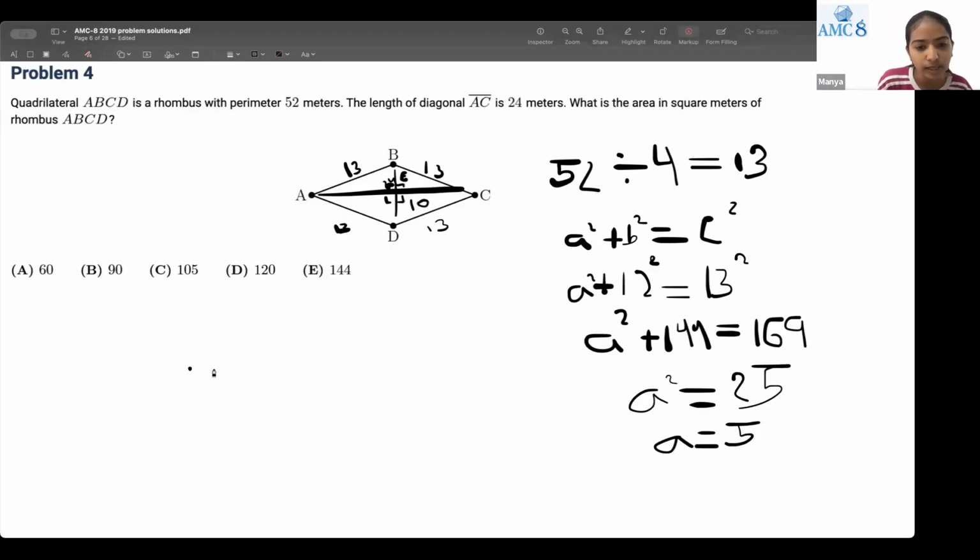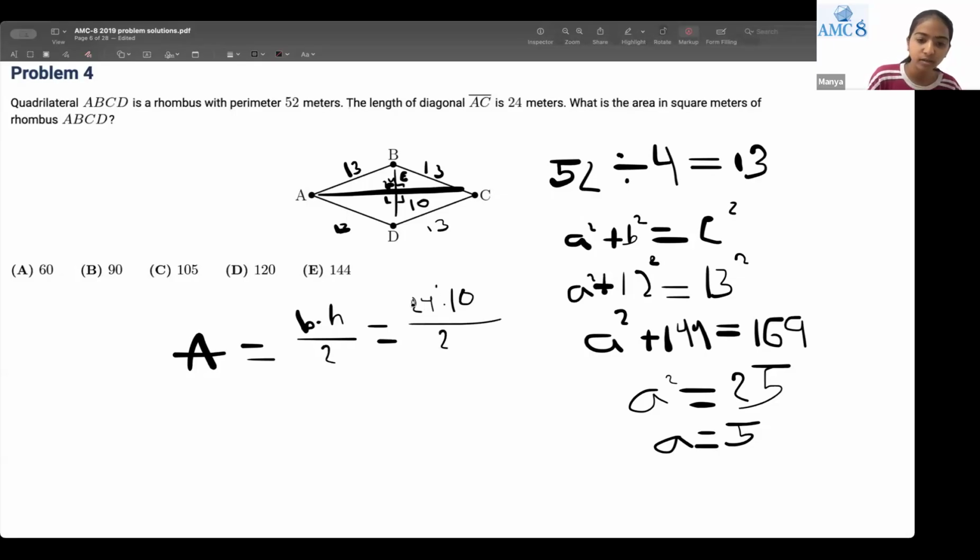And the area of a rhombus is area equals base times height by 2. And base times height and length times width are basically the same thing. So area equals base times height by 2. So it's going to be equal to 24 times 10 by 2. And then we can divide by 2. Yeah. So cross out the 2, cross out the 2. And then it's going to be equal to 12 times 10 over 1. And 12 times 10 is equal to 120. And that's how we got our answer choice D.